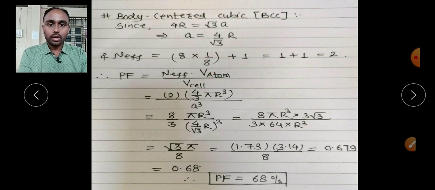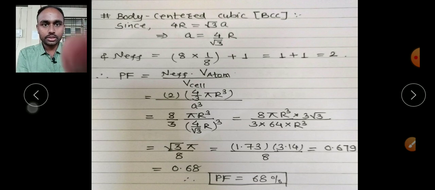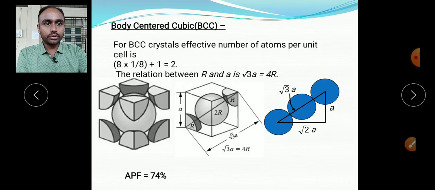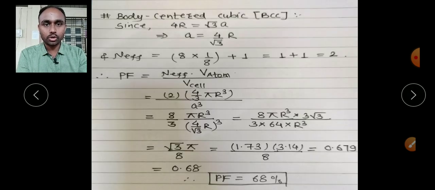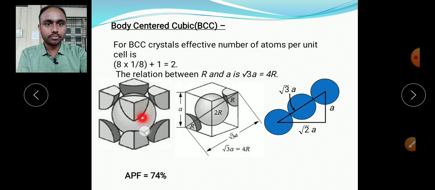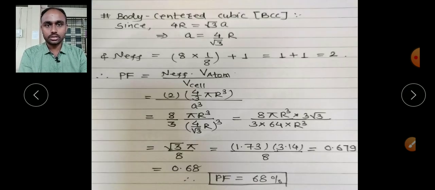In this particular unit cell, how much of that corner atom is present? 1/8 part. And how many corner atoms do we have? 8. Therefore, 8 multiplied by 1/8, since only 1/8 part of each atom is present in this unit cell, plus 1. Why plus 1? Because the center atom is completely present in the unit cell. Therefore, there is no sharing of that atom with neighboring unit cells, so that one is added as it is.